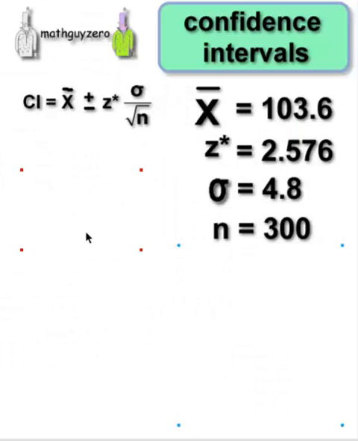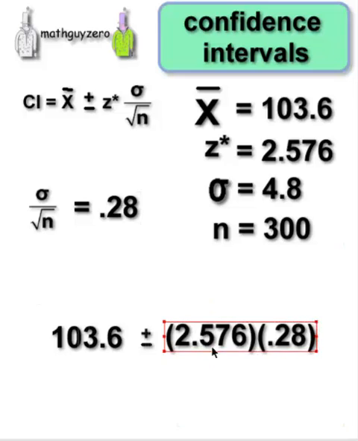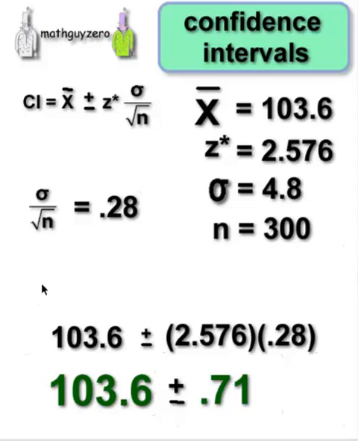Once you have that data, you simply start plugging and chugging. You need to divide the standard deviation by the square root of the sample size. That comes out to be about 0.28. So there's the mean, plus or minus the critical value, 2.576 that we got from the chart, times the standard deviation divided by the square root of the sample size. That gives you a grand total of 103.6 plus or minus 0.71.